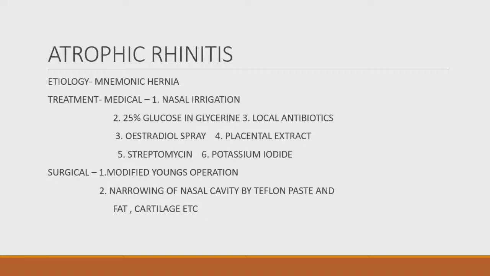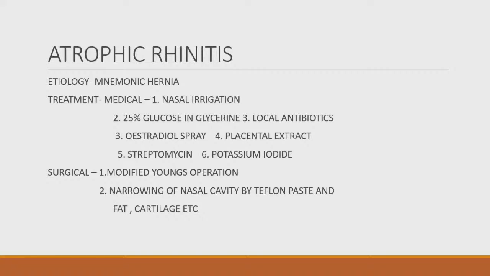25% glucose in glycerin gives rest to the nasal mucosa, and the secretion of the nasal glands is also increased. So local antibiotics, estradiol spray, placental extract, and streptomycin 1 gram per day are given for this atrophic rhinitis case. Potassium iodide orally will increase the nasal secretions, thus giving rest to the nasal mucosa, which is already very dried and necrosed.